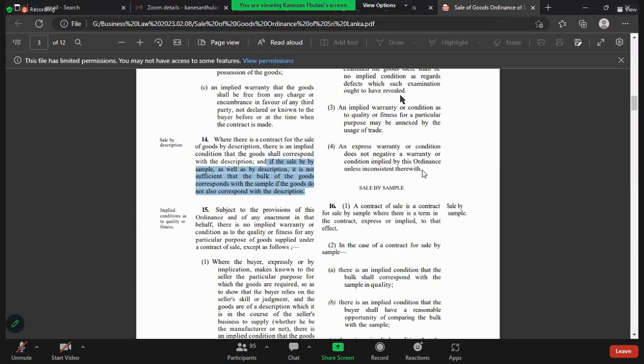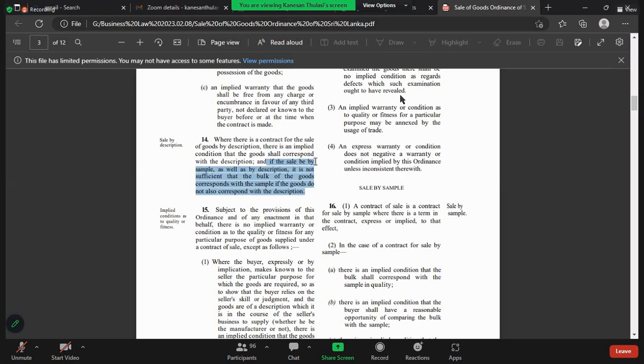If the sale be by sample as well as by description, it is not sufficient that the bulk of the goods corresponds with the sample if the goods do not also correspond with the description. Very good. Thank you, ma'am.